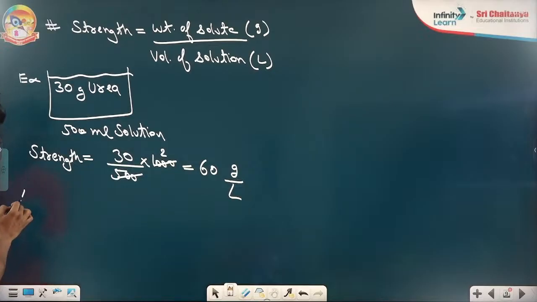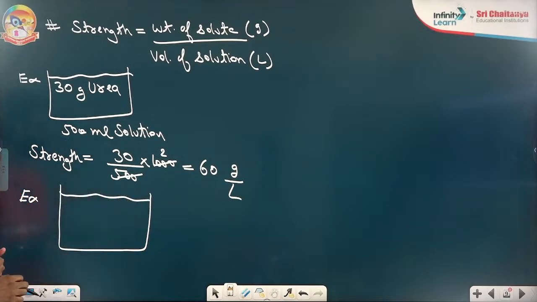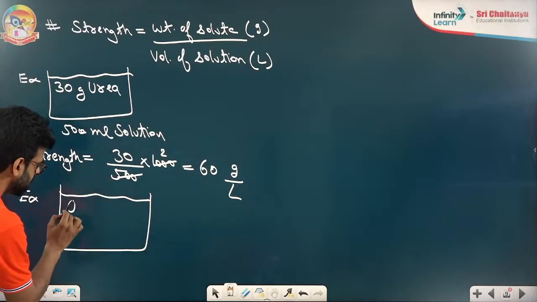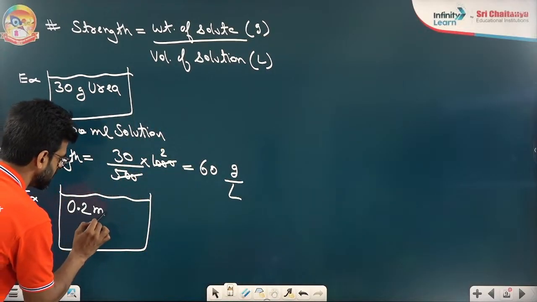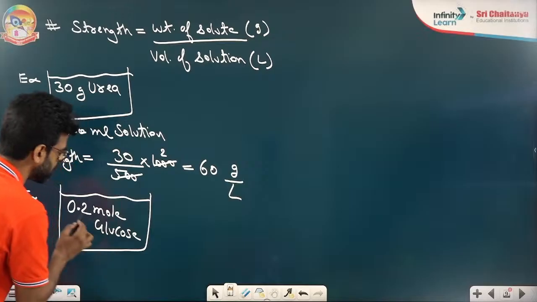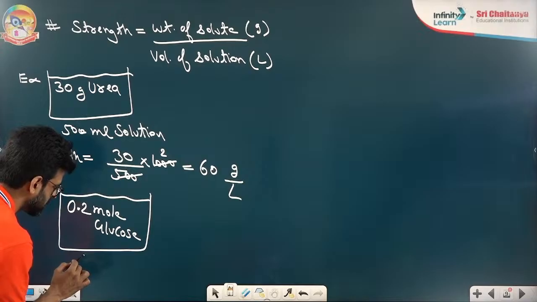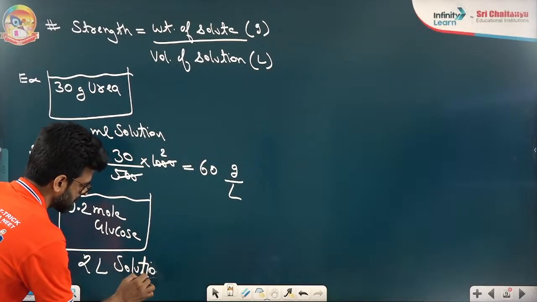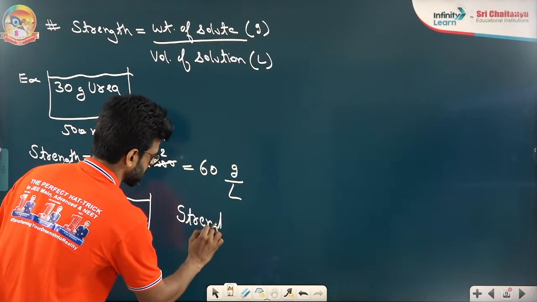Fine. Again, I am asking a simple question. Be careful this time. Here I am saying we are having 0.2 mole of glucose in solution, and the volume of solution is, you can say, 2 liter. Imagine a 2 liter solution. So please tell me the strength.